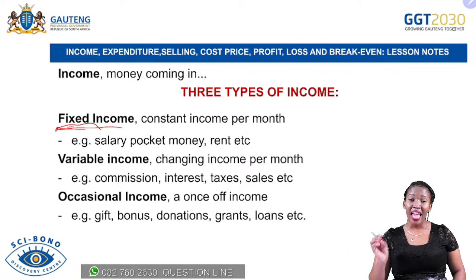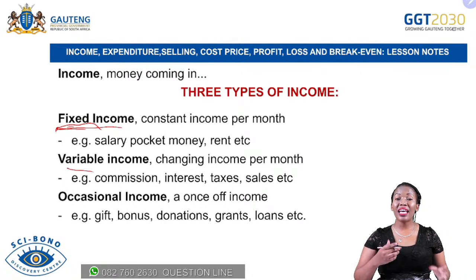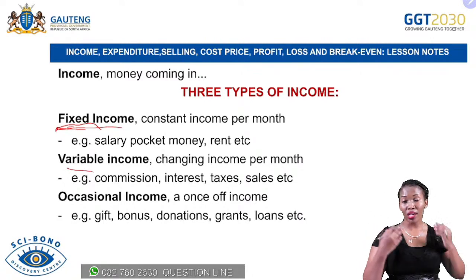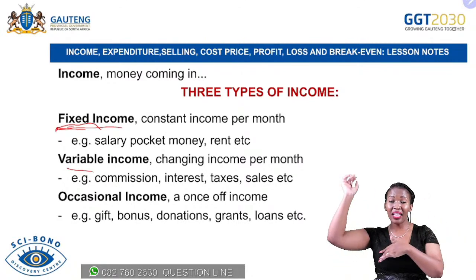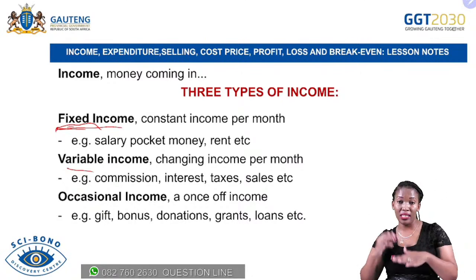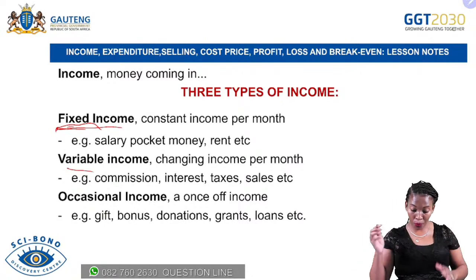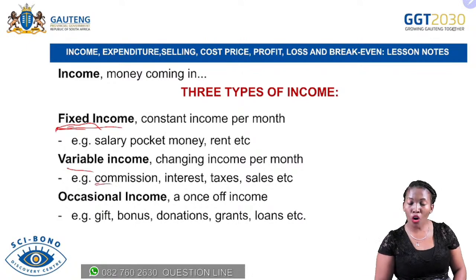And then we have variable income. Variable means that it does not stay the same on a regular basis. So it means that income this year can be high this month, and then next month it can be low. It fluctuates. It is not the same all throughout. And a perfect example of that would be commission.